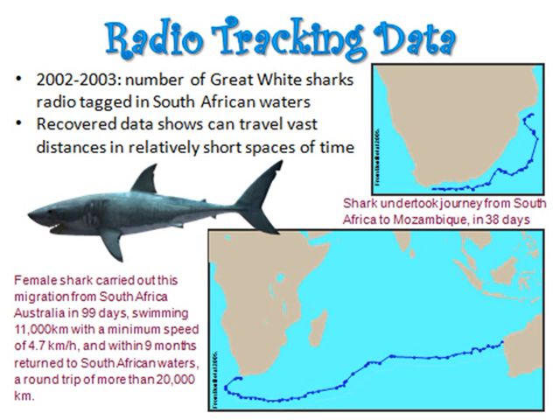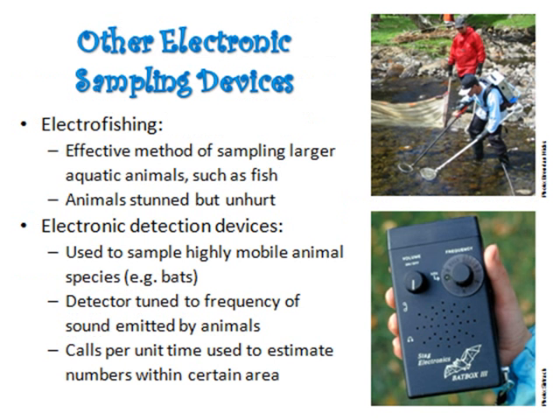On the bottom, you see a much more amazing journey. You see a shark that swam from South Africa to Australia in 99 days. Then after that, within 9 months, they were back in South African waters. So they were taking basically a round trip of 20,000 kilometers. And you would not have been able to tell where these sharks were migrating without this radio tracking data, since it's not as if you can be in a plane and go, hey, look at that, there's that shark that we're following there.